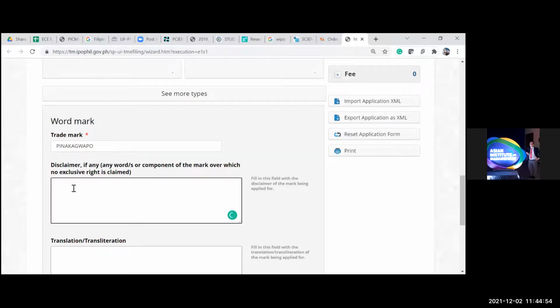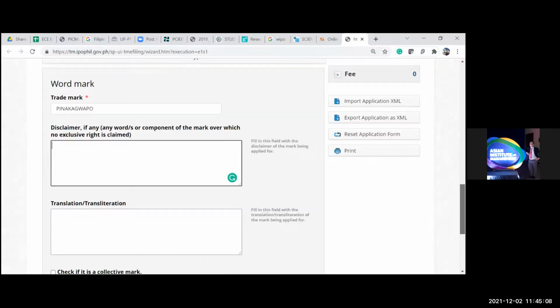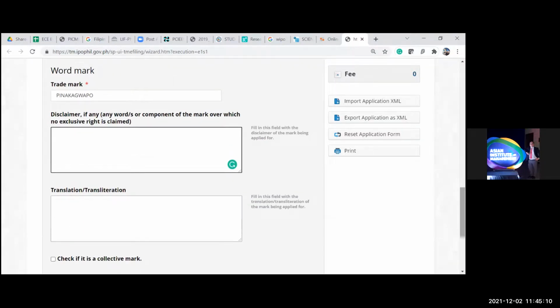So when they try to search this, they will look for a very close word. This one is a disclaimer: any words or components of the mark over which no exclusive right is claimed. Usually you don't fill this in, unless there is, for example, a logo. For example, in the shirt there's a logo of the USTP. So meaning to say, you include here the USTP logo, because you don't have exclusive right over that.